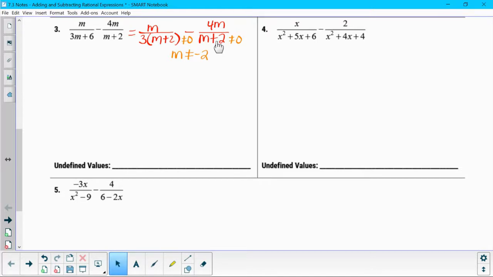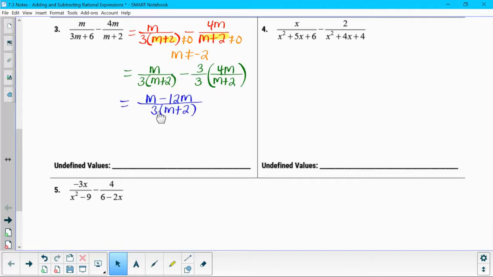Now I need to find my common denominator, and they both have m plus 2 in common. The only thing missing in my second fraction is this 3. So what I'm going to do is multiply top and bottom by 3 over 3: 3 times 4m and 3 times m plus 2.